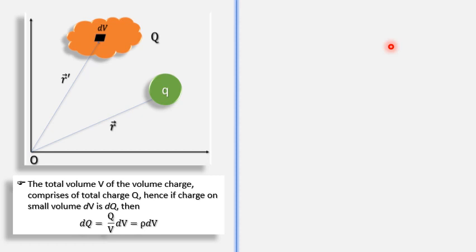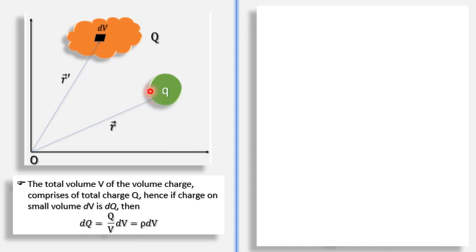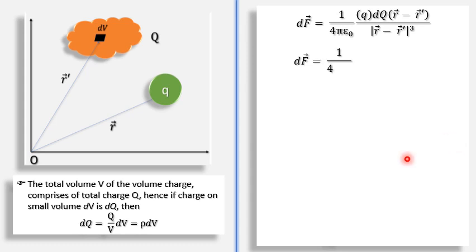What next? What is this dF? Force on point charge q due to the charge in volume element dV. To get the total force, integrate both sides. So this is what we have. Again, compared to the previous case, here we have volume, and it is being integrated over dV, the small volume element. The left side will be F. So this is the force on point charge q due to uniform volume charge distribution.